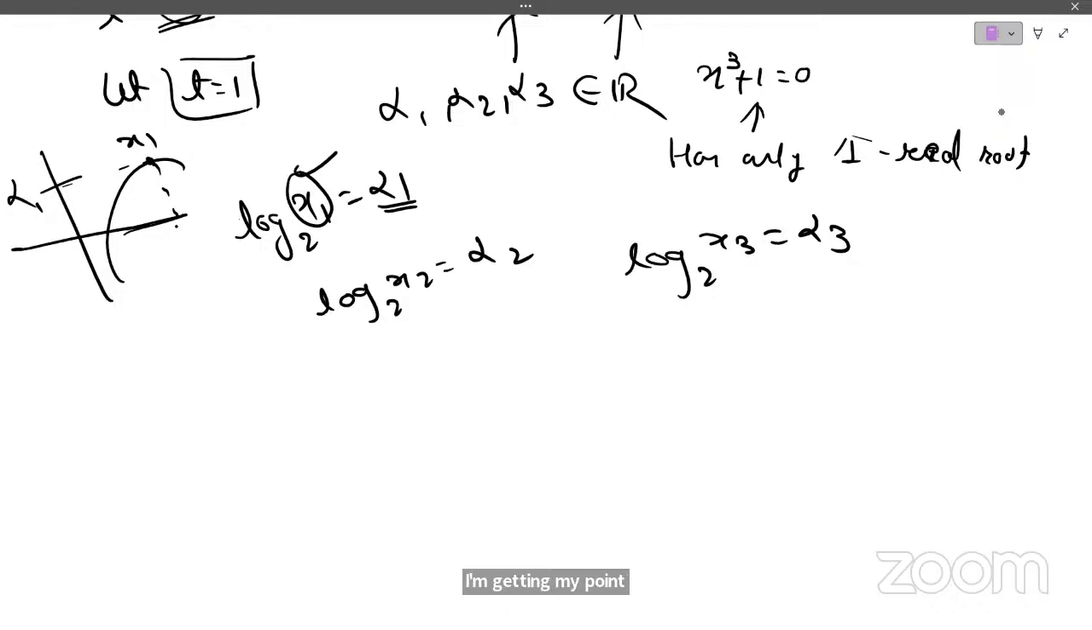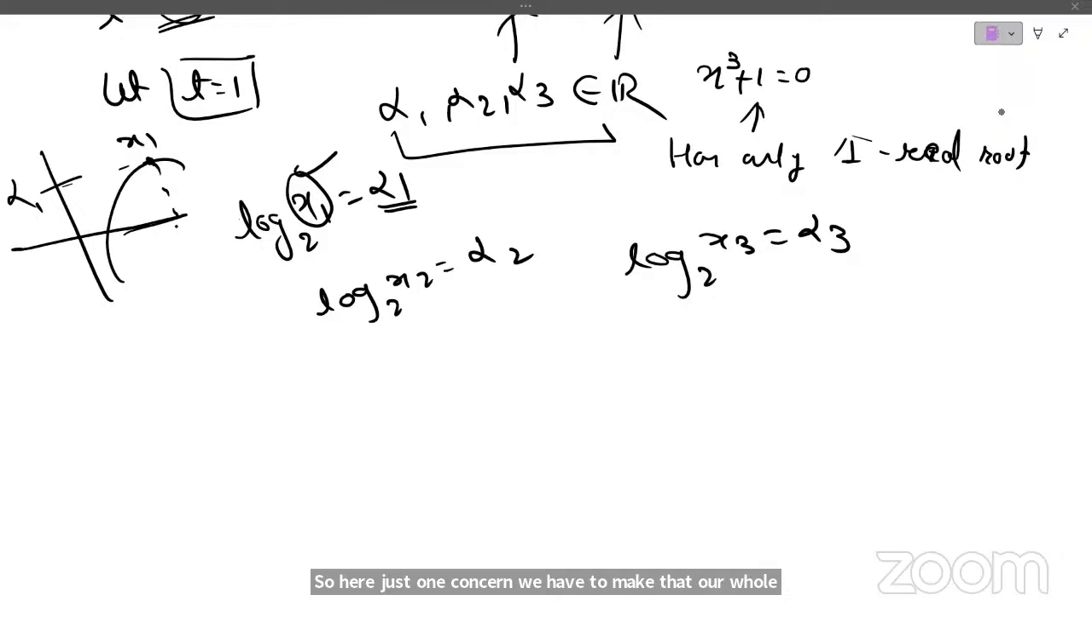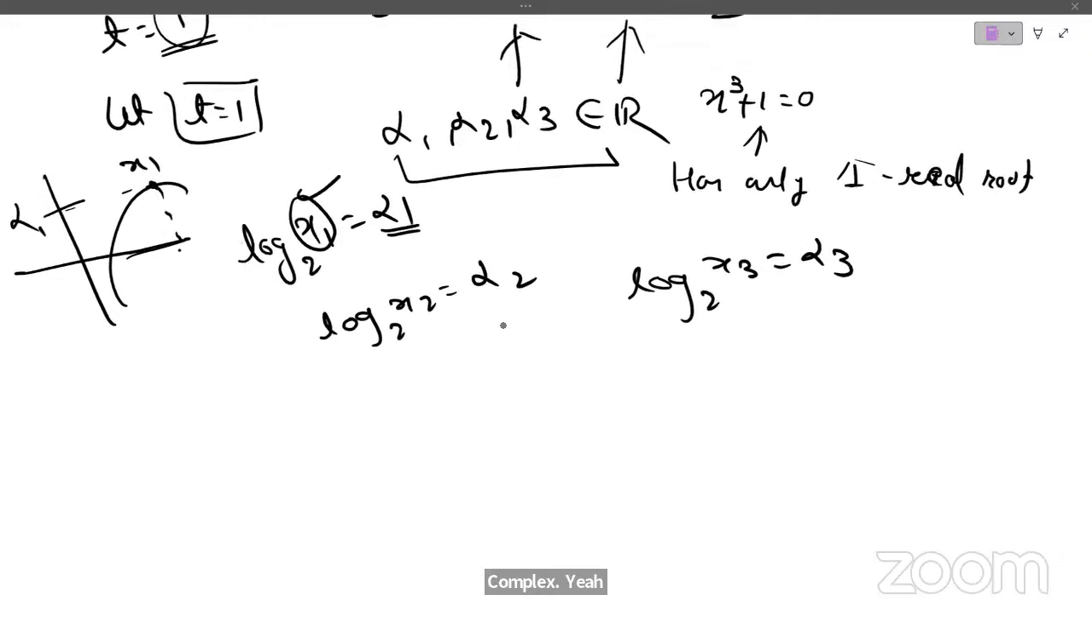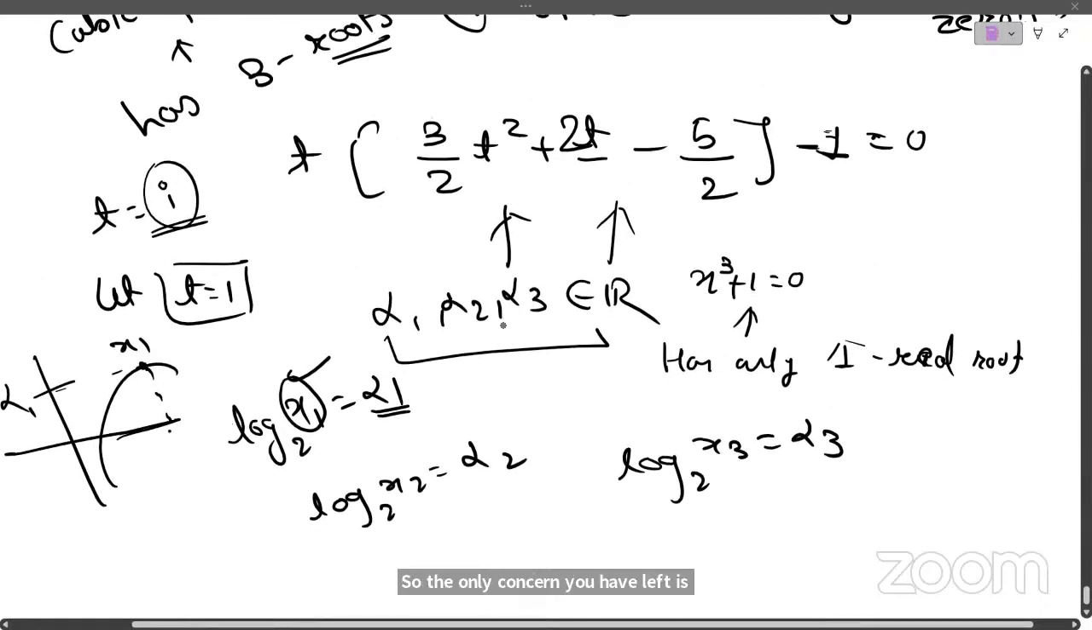Yeah. So here the only concern we have is that all 3 roots should be real, because if they are complex values, then we cannot find such an x for which log base 2 of x is equal to that number, right? So the only concern left is that we should be able to get 3 real roots.